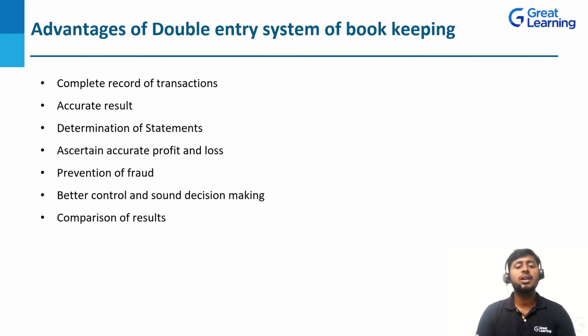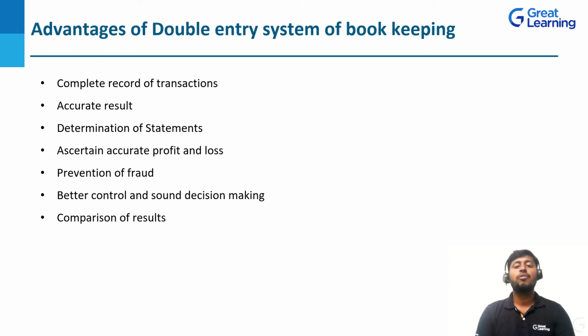Next, ascertain accurate profit and loss. Because in this double entry system of bookkeeping, everything will be there, from A to Z, all the activities from the day the office starts till it closes. They are going to record all the transactions or all the activities in the organization, so they cannot miss any transaction. Everything will be recorded, and with that help they can prepare the books of accounts, that is your journal entry, ledger account, trial balance, P&L account, financial statements, and they can get the accurate profit or loss information.